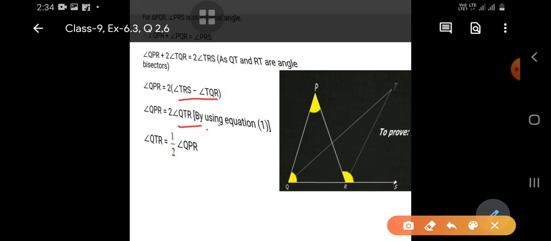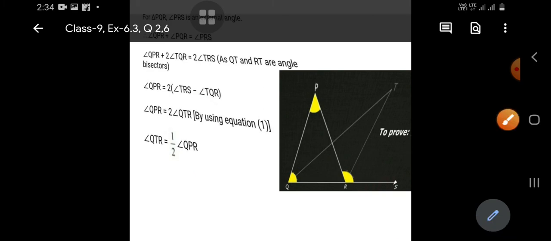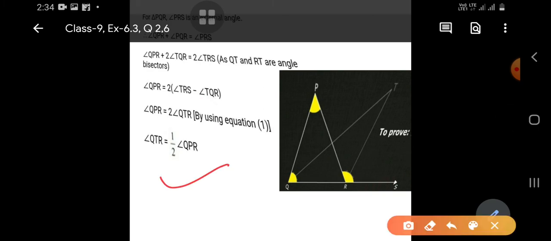Now 2 angle QTR is equal to angle QPR. So angle QTR will be angle QPR by 2, that is here. This is what you had to prove. So this is the proof. Thank you.